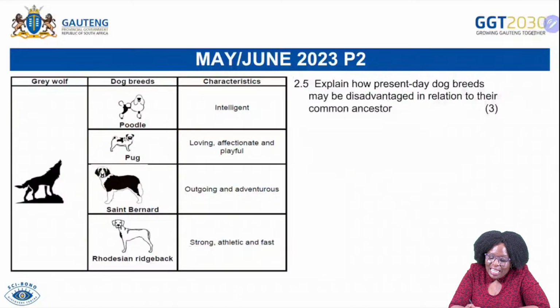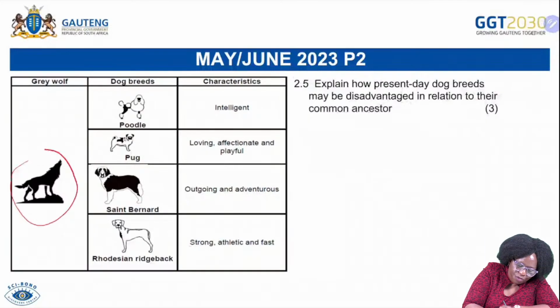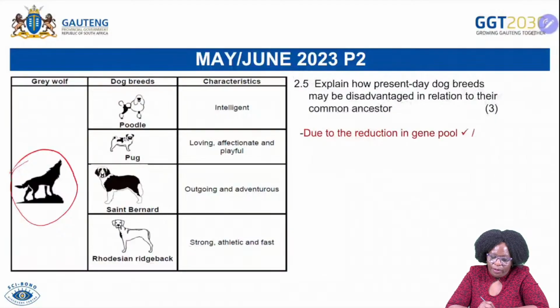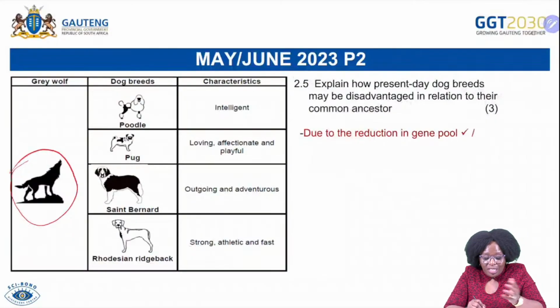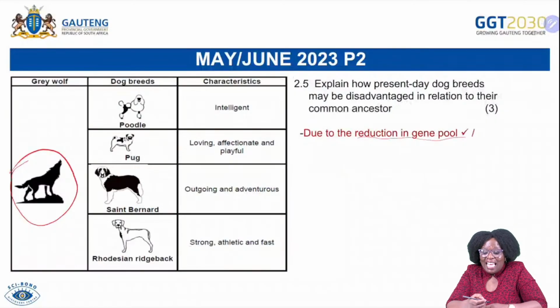Explain how the present day dog breeds may be disadvantaged in relation to their common ancestor. What is it that might be a disadvantage for what we have today compared to their common ancestor? Who is the common ancestor, by the way? It is the grey wolf. Because the present day ones have got a reduced gene pool, narrowed into what was desired.